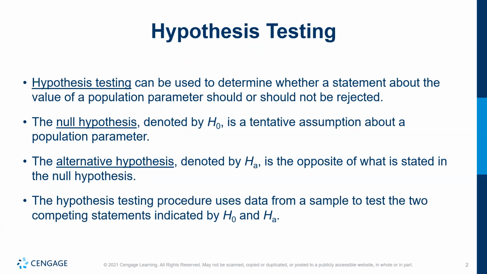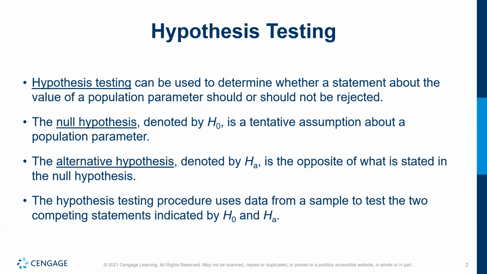There are two terms that we really need to know. The first is called the null hypothesis, and the second is called the alternative hypothesis. The null hypothesis is that educated guess, or what they call a tentative assumption about a population parameter. We think the population mean will probably be this, or greater than this, or less than this. That would be our null hypothesis. It's the tentative assumption, or the thing that we think.